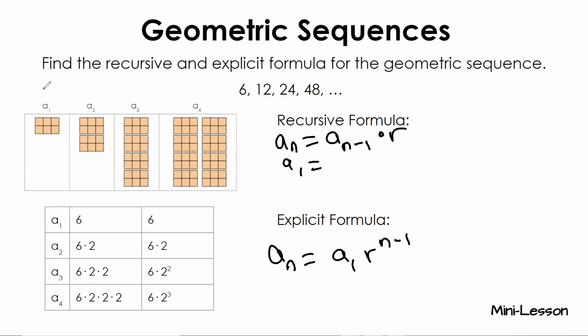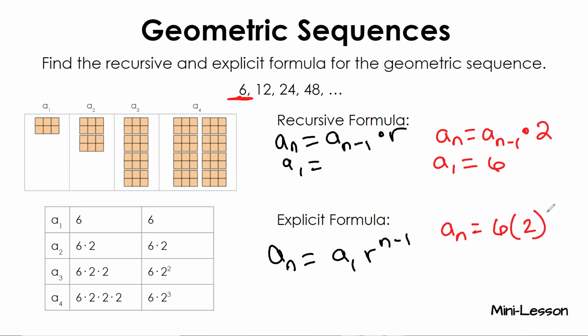All we're going to do is plug in what a sub 1 is and what r is for the recursive, and keep everything else the same. So you told me that we're multiplying by 2, and our first term is 6. We're going to do the exact same thing for the explicit. We're going to keep everything else the same, but our first term was 6, our rate was 2, and then we're going to raise it to the n minus 1.